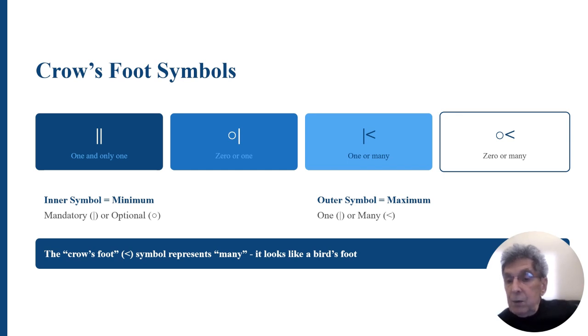So the crow's foot, that 3-pronged fork, always means many. The circle means 0 is allowed. The vertical bar means exactly 1, or at least 1. On screen you can see all 4 symbols with their meanings. Study them until you can read them instantly.